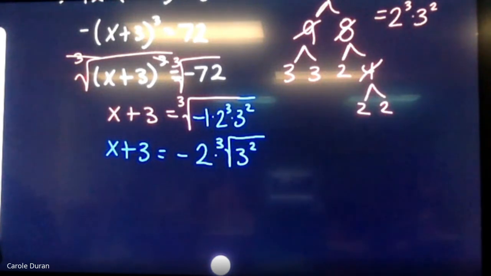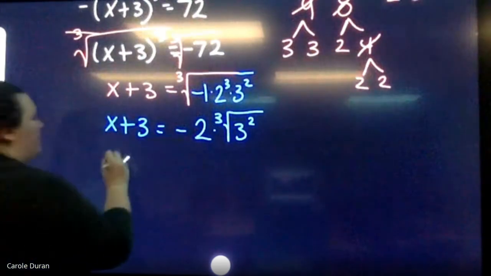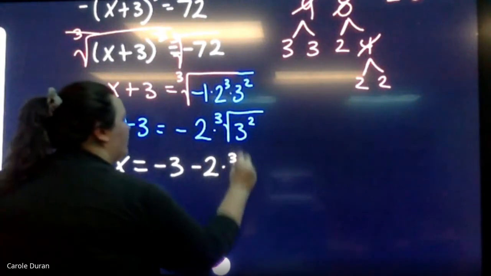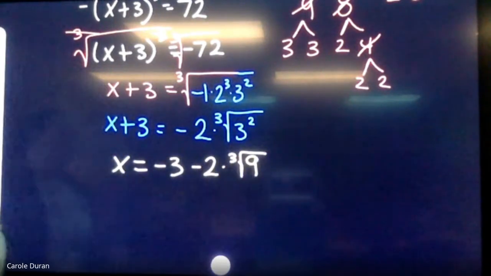I still want to get x by itself, so I still have to do something with the plus 3 over here on the left. How do I get rid of a plus 3? Subtract it over. When I subtract it, it can't combine with anything, so I have -3 minus 2 times the cube root of 9. I went ahead and multiplied that 3 squared back into a 9.